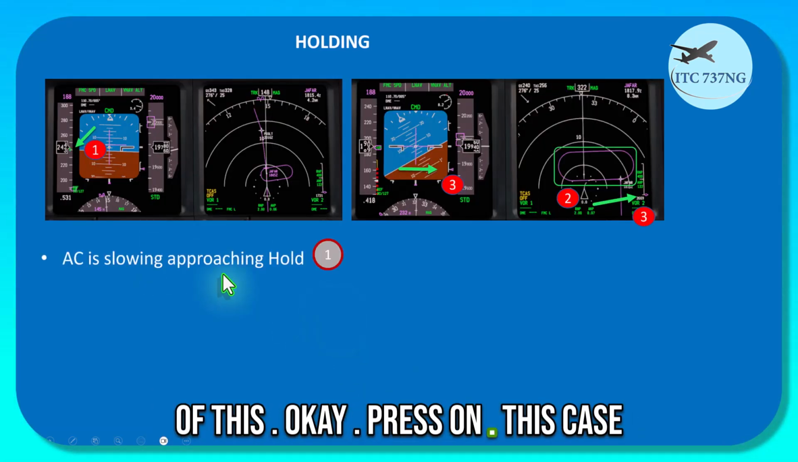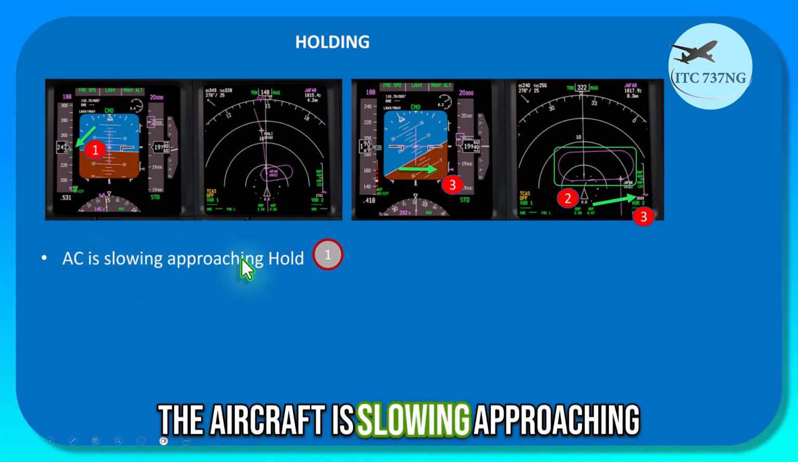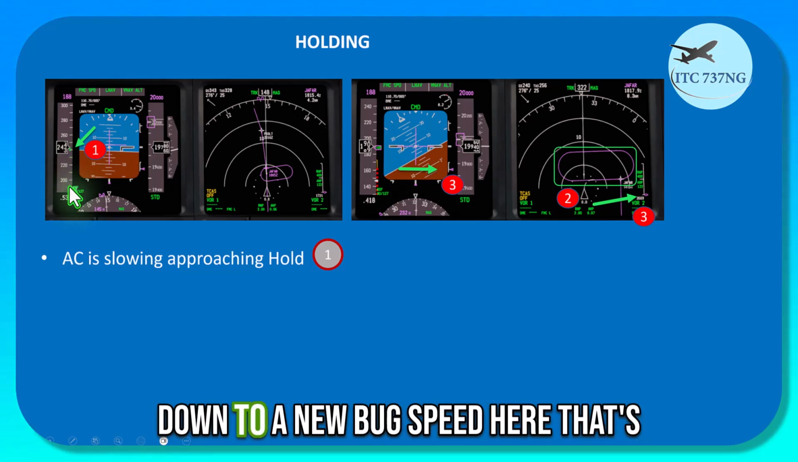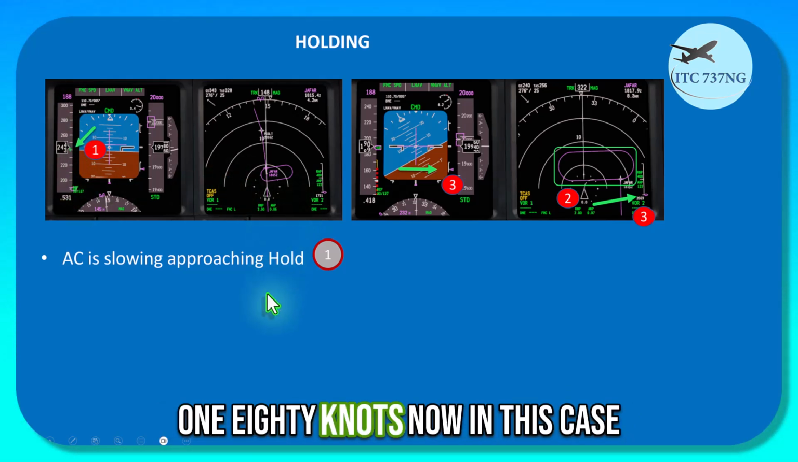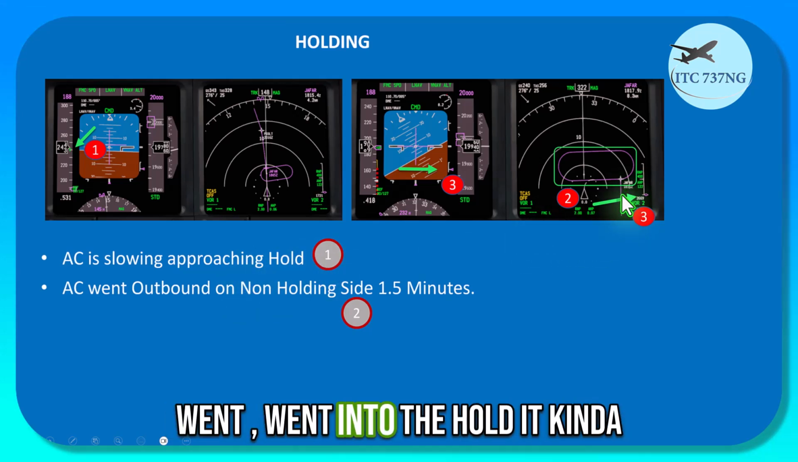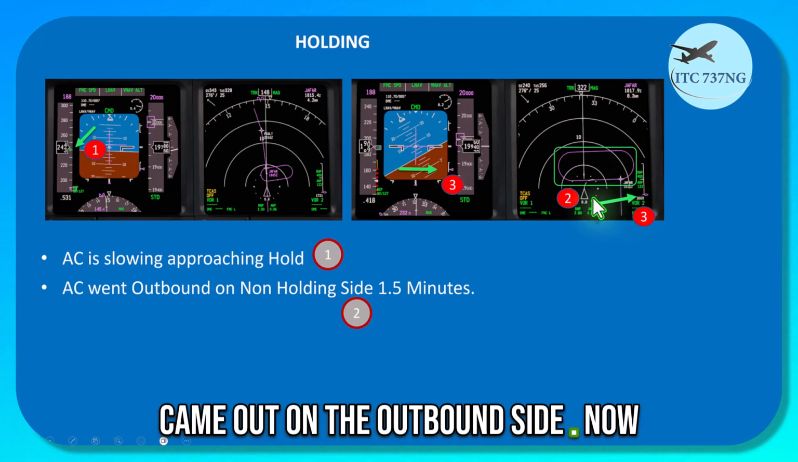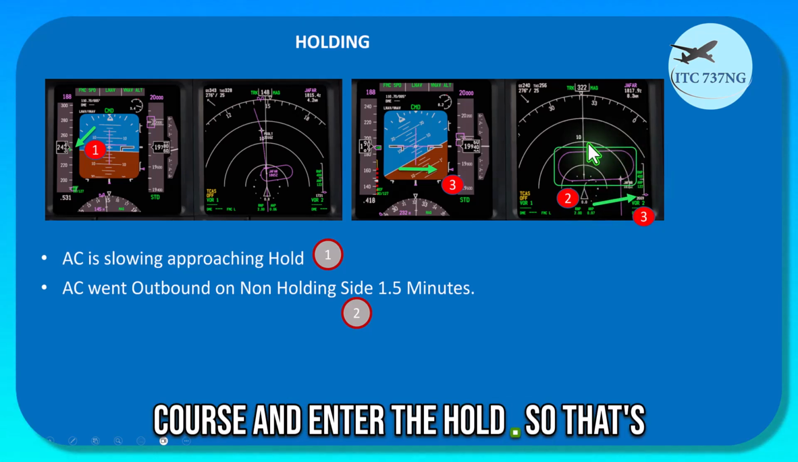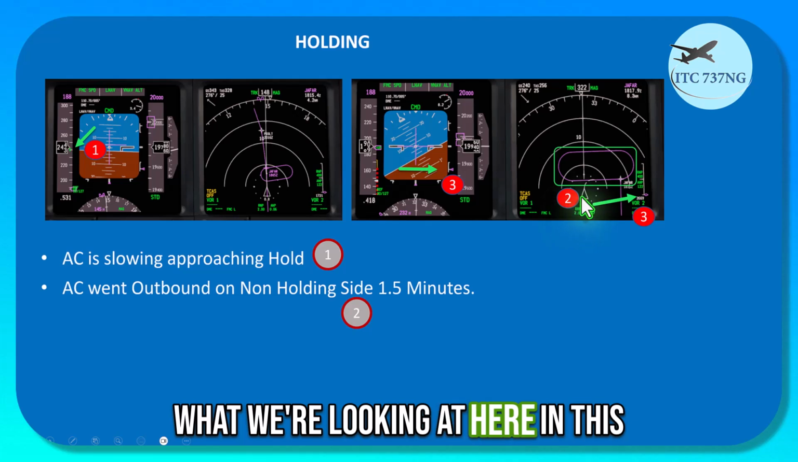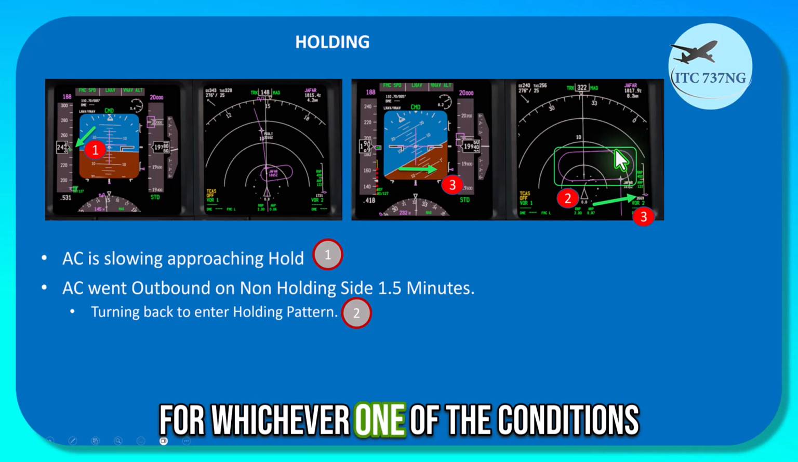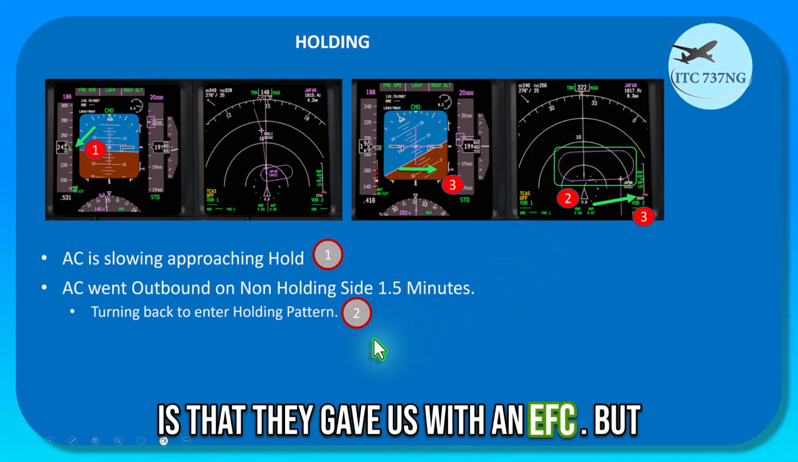Okay, in this case here, we're about to enter a hold. The aircraft is slowing, approaching the hold. As we see here, it's slowing down to a new bug speed at 180 knots. Now, in this case, what the aircraft did initially, as it went into the hold, it kind of came out on the outbound side. Now it's turning back to the inbound course and entering the hold. So that's what we're looking at here in this depiction. And then it's going to turn back and enter the hold for whichever one of the conditions is that they gave us with an EFC.